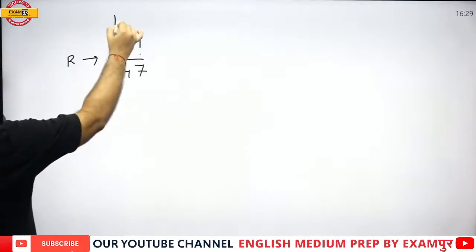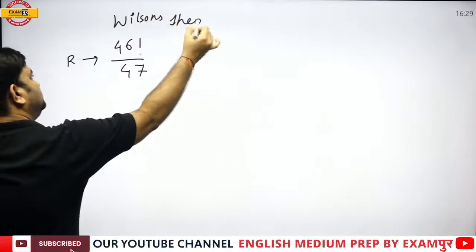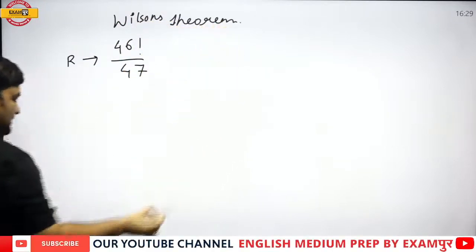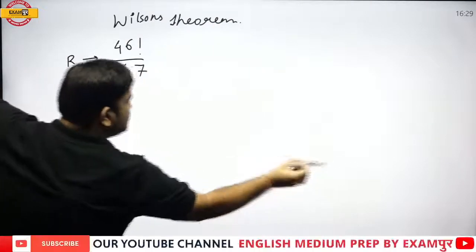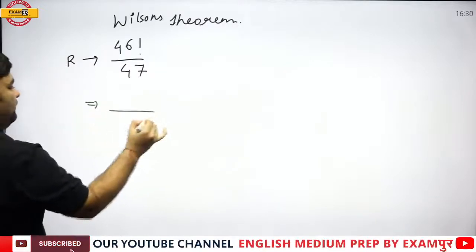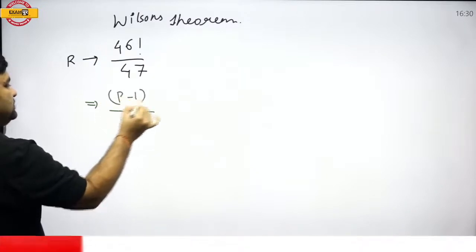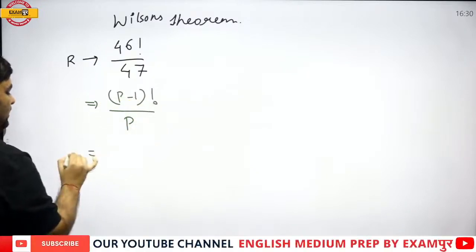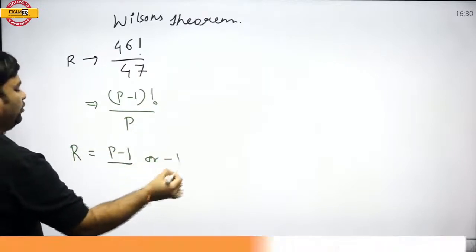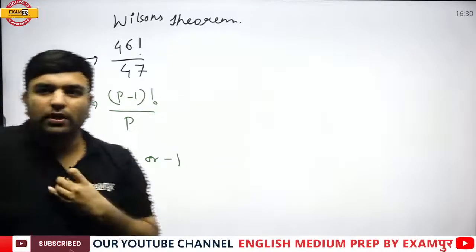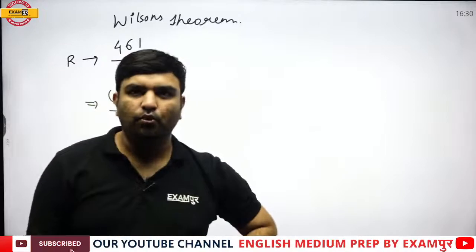By Wilson's theorem, if a number p is a prime, then (p minus 1) factorial when divided by p gives a remainder of p minus 1, or minus 1. Both are the same.